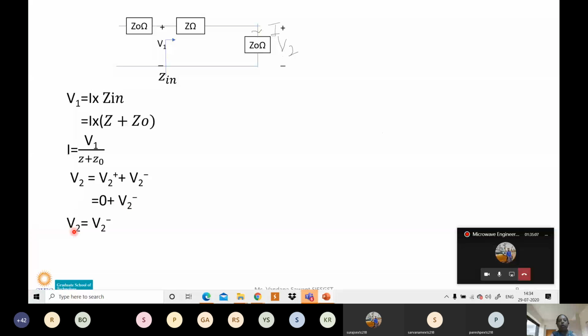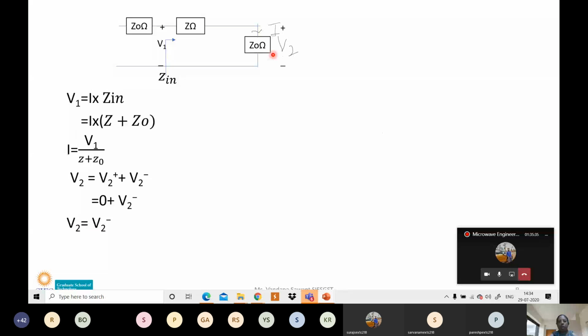Did all of you get till this point? V2 is equal to V2 minus, because we are using port number 2 only as an output port. We are not inputting any signal over here, so this input signal V2 plus will become 0. So this will be 0 plus V2 minus, whatever the output signal is. So V2 is equal to V2 minus.